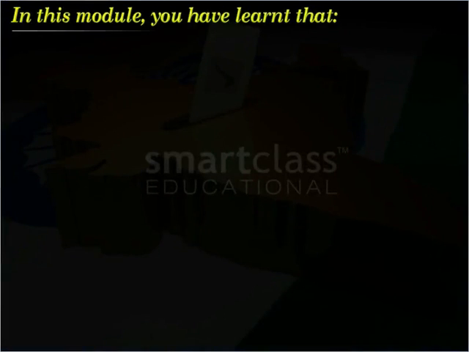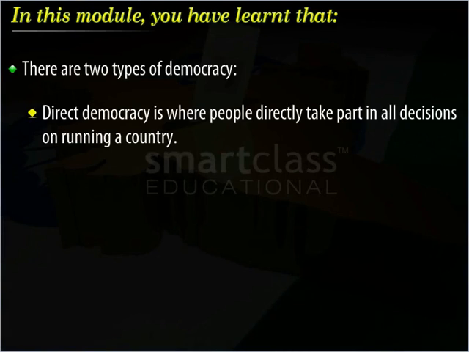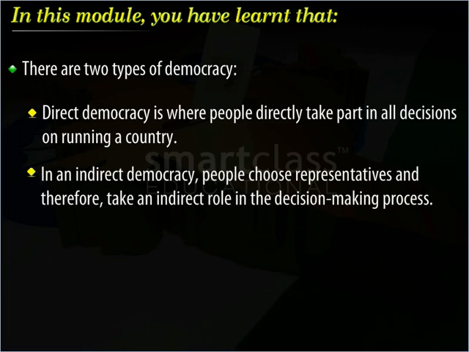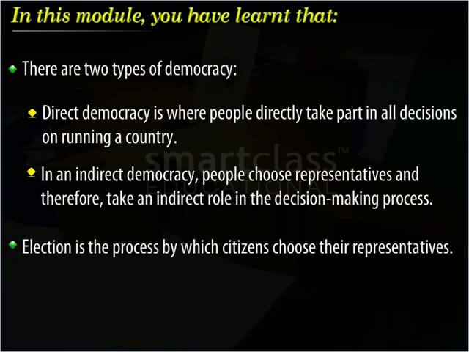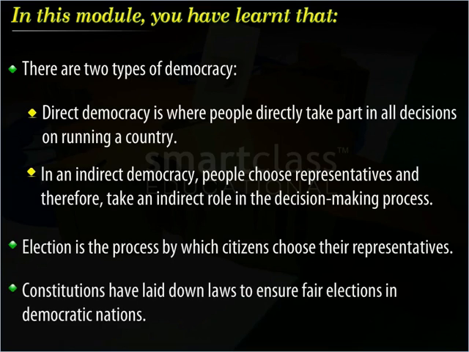In this module, you have learned that there are two types of democracy. Direct democracy is where people directly take part in all decisions on running a country. In an indirect democracy, people choose representatives and therefore take an indirect role in the decision-making process. Election is the process by which citizens choose their representatives. Constitutions have laid down laws to ensure fair elections in democratic nations.